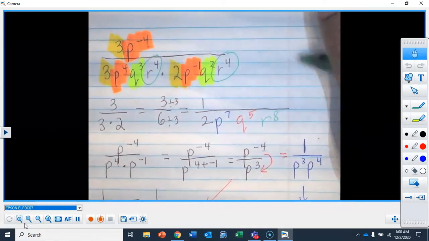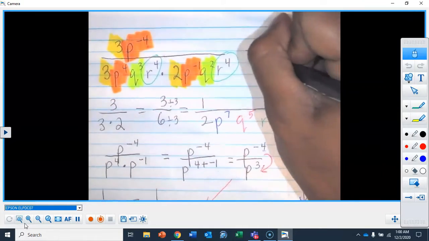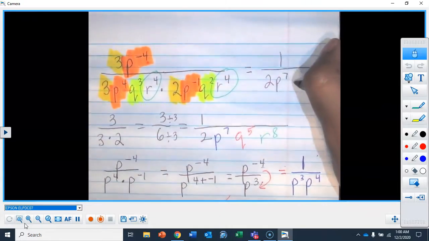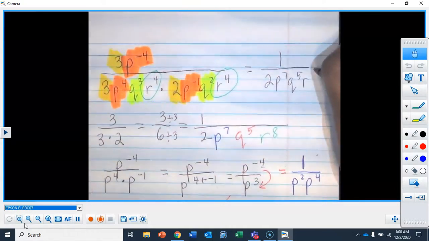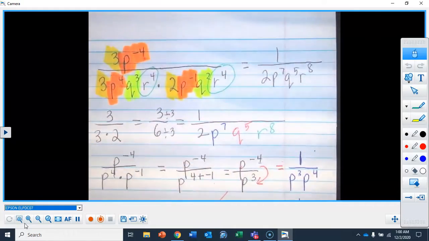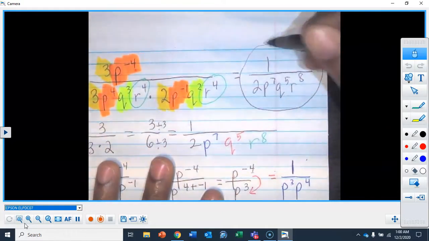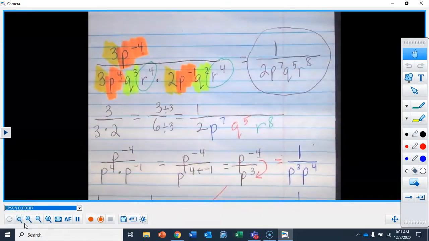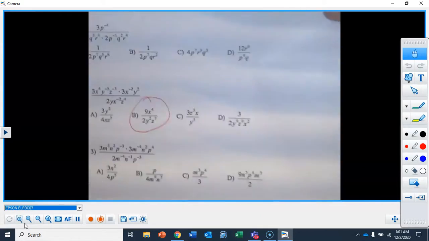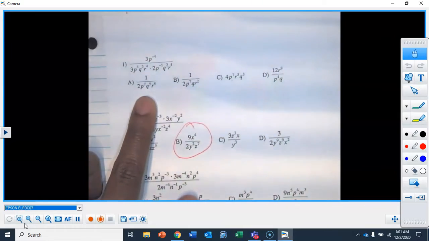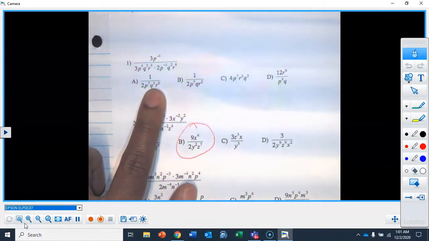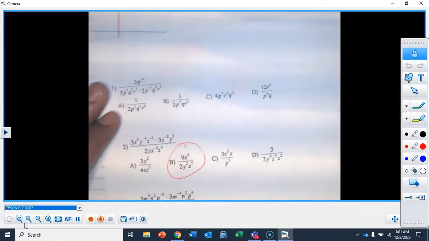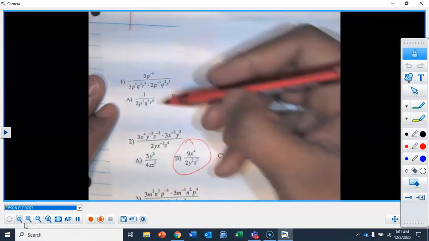The final answer is 1 over, I'll write it neater, equals 1 divided by 2 times p to the 7, q to the 5, r to the 8th. Okay, that's the final answer. And then when you look on the worksheet for the answer choices, the one we would circle is going to be this one right here. P to the 7, q to the 5, r to the 8. Yep. P to the 7, q to the 5, r to the 8. Yeah, the answer is A.